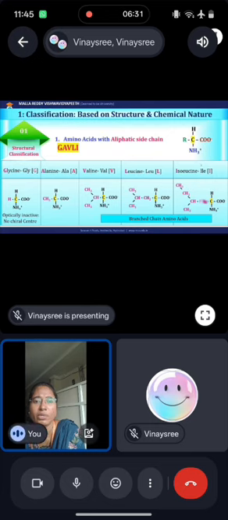Based on the first one, structure and chemical nature, you can see that structure here. This is the basic structure of the amino acid. For this, it was divided into 5 types. In the first one, based on the aliphatic side chain, it is of glycine, alanine, valine, leucine, and isoleucine.